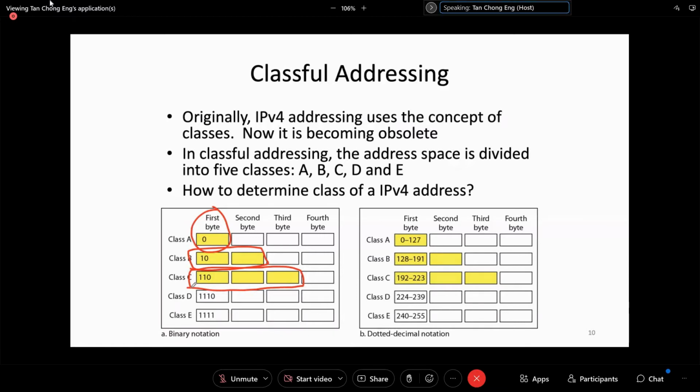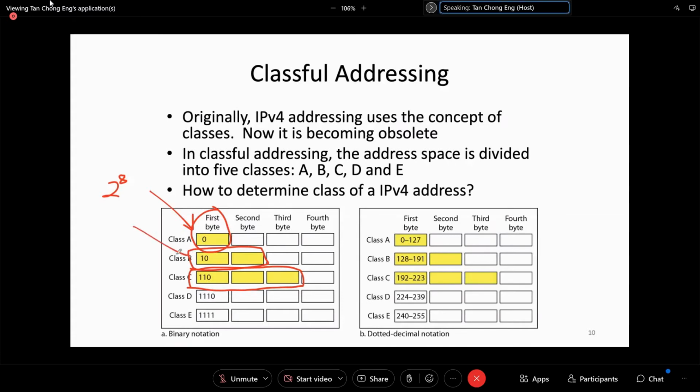How many room numbers can you have? Okay, if you look at class A, it will have only one octet, right? One octet is only 8 bits, right? So 2 power of 8, how many networks can you have? How many rooms can you have? It's only 256.